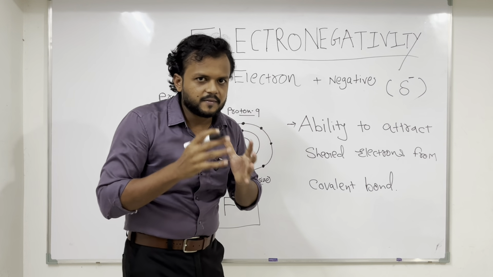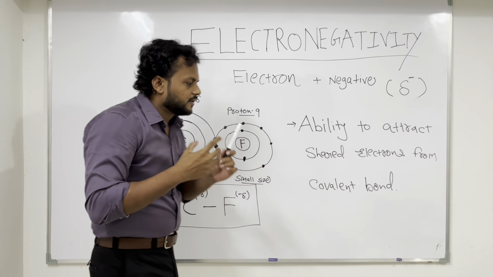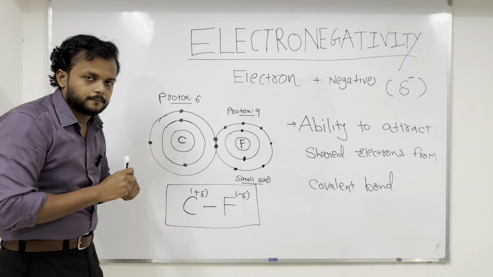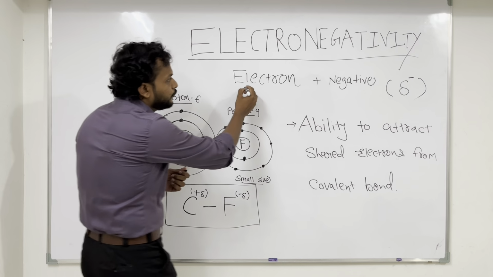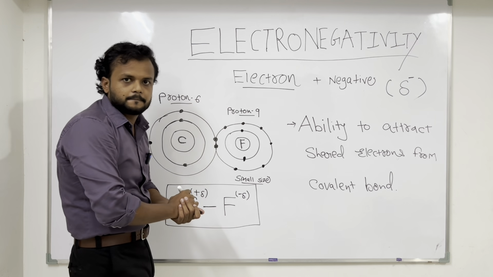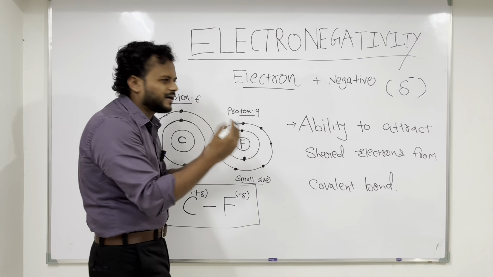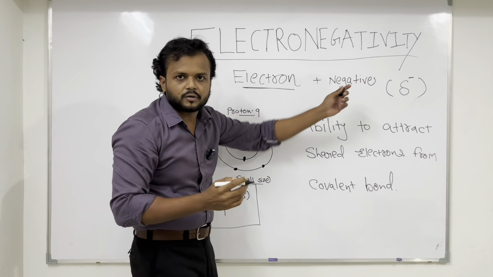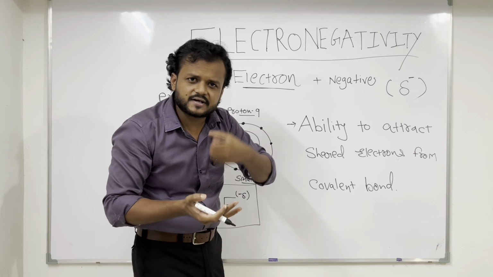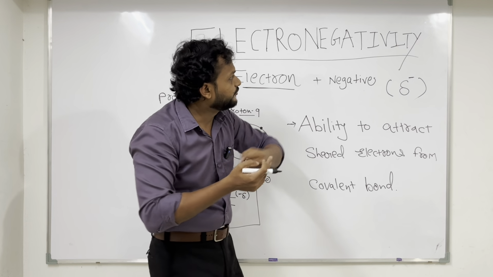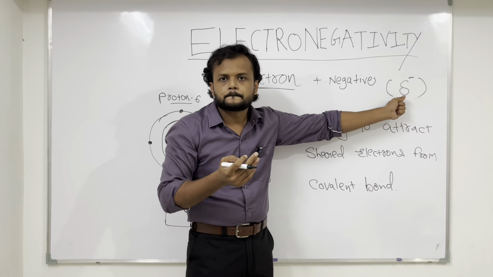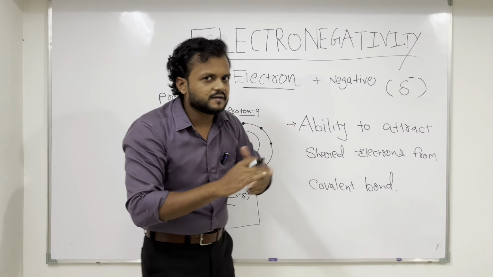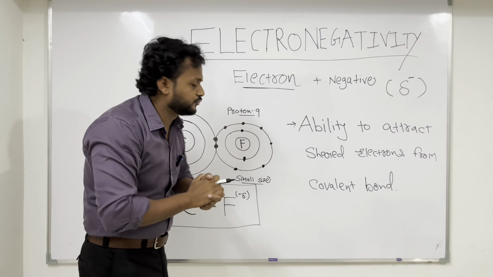Electronegativity is the ability to attract the shared electrons from a covalent bond. Yes, so it is going to attract electrons. The ability to attract electrons. And the negative means what? When it attracts the electron, it will become partially negative, and so this word electronegativity arrives.